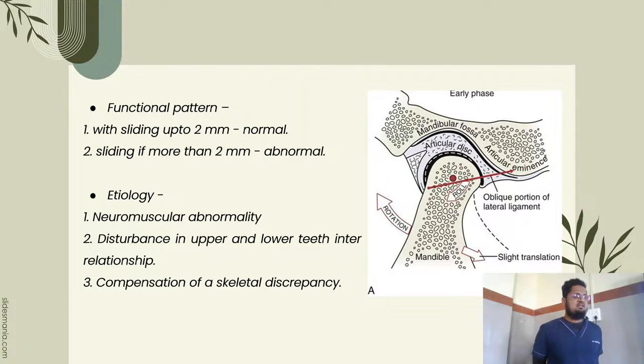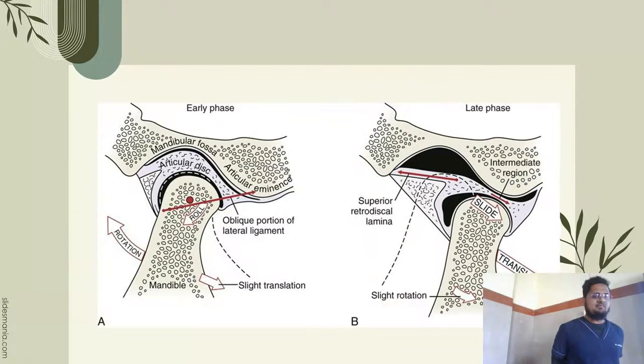The etiology in that case might be a neuromuscular abnormality, a disturbance in the upper and lower teeth interrelationship or jaw relationship. There might be some premature occlusion, and compensation of a skeletal discrepancy can be one of the reasons. Here we can see the initial movement in the early phase and the late phase of the mandible.